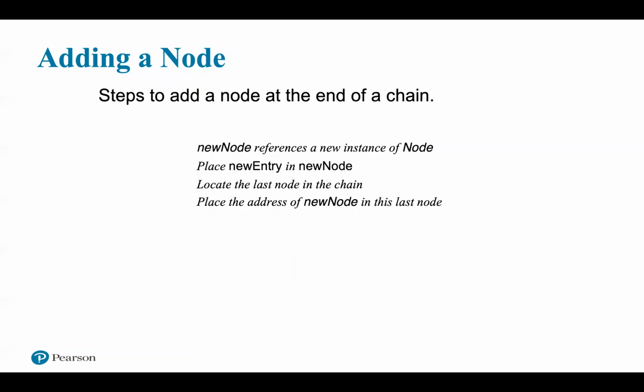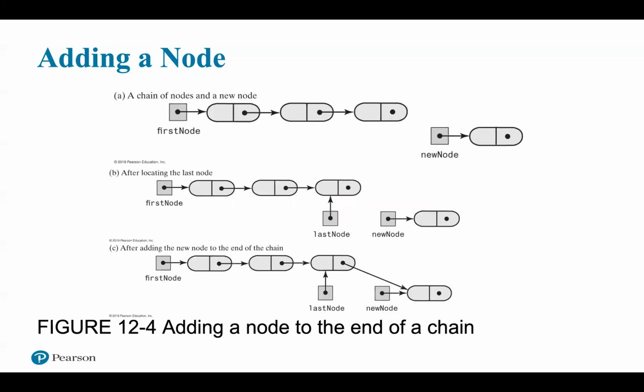For case 4, adding a node to the end of a chain. To add a node at the end of the existing chain, we can take the following steps. New node references a new instance of Node, place new entry in new node, locate the last node in the chain, place the address of the new node in this last node. So that is, we make the last node in the chain reference the new node using the method getNodeAt that the previous segment describes. We can implement these steps in Java.